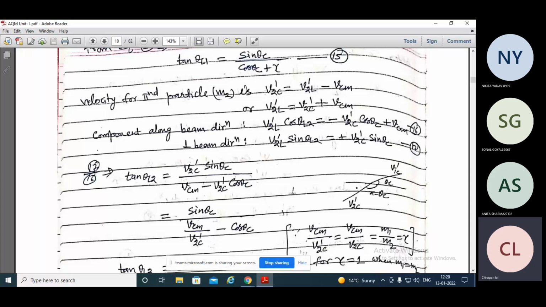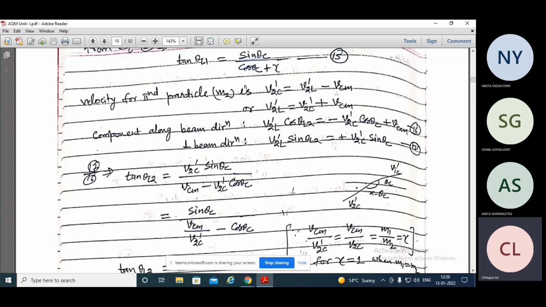Sorry, v2c prime equal to v2l prime minus the vcm. v2c prime is the velocity of the m2 particle in the C frame after scattering. v2l prime is the velocity of the second particle in the laboratory frame after scattering. और VCM का यहाँ जो मीनिंग आ रहा है वो है विद रेस्पेक्ट टू सेंटर ऑफ मास। So that's why here we can rearrange again, like the previous one, v2l prime equals v2c prime plus vcm.